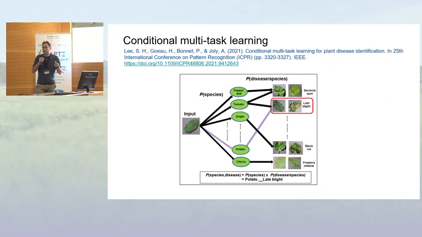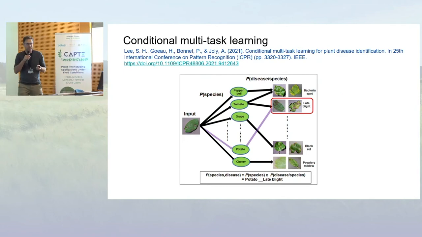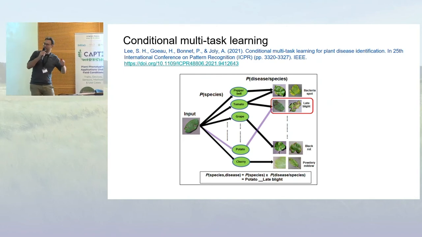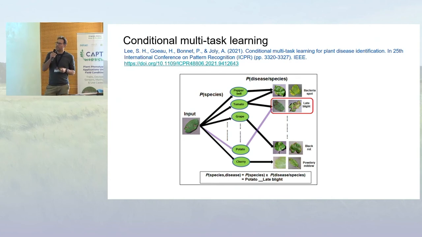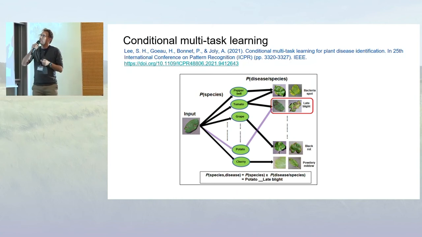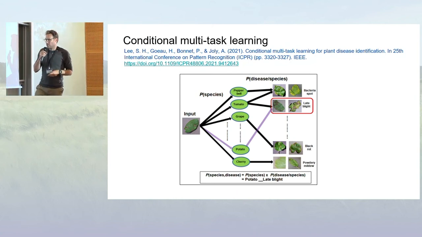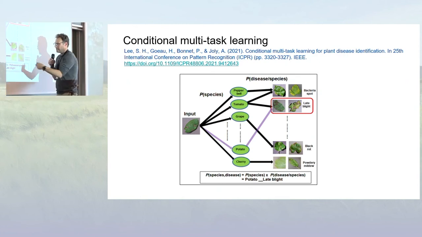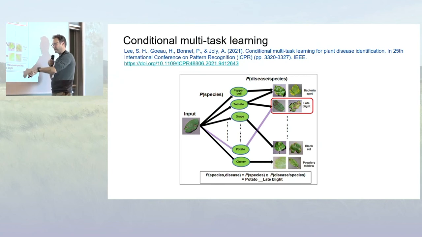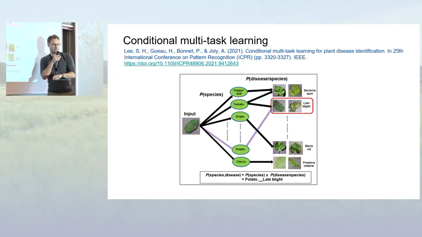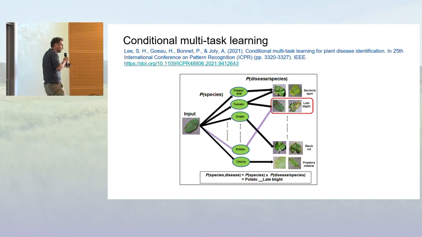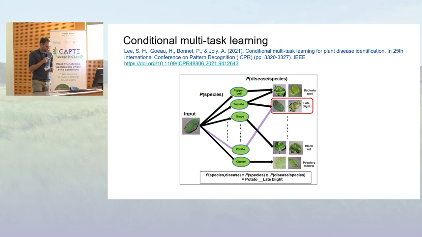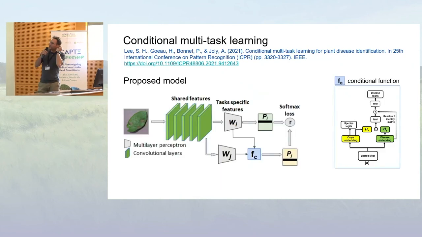But of course, in a real-world system like PlantNet, we would like to identify both the crop and the disease simultaneously. So then we worked on joint prediction models, and in particular, a conditional model. The idea is that your joint probability of species and disease is the probability of the species multiplied by the probability of the disease knowing the species. The species only have some potential diseases. And so we built a model architecture that is doing that.